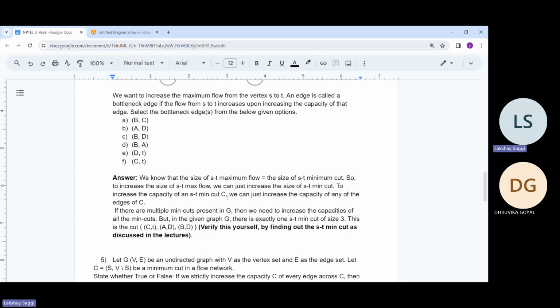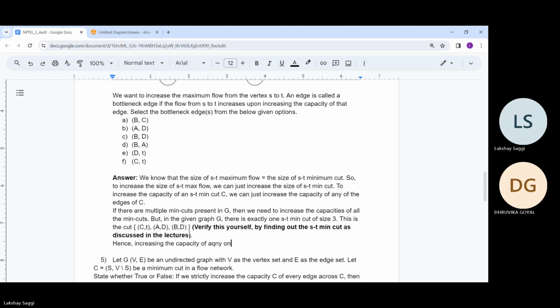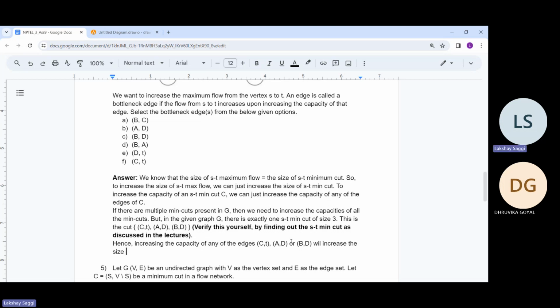Okay, so maybe I should put this in other lines to make it a bit clear. So what this actually means is that if we are able to obtain this graph, hence increasing the capacity of any of the edges C comma T, A comma D, or B comma D will increase the size of the S-G min cut and hence increase the S-G max flow in G.